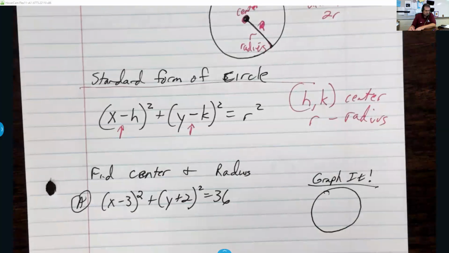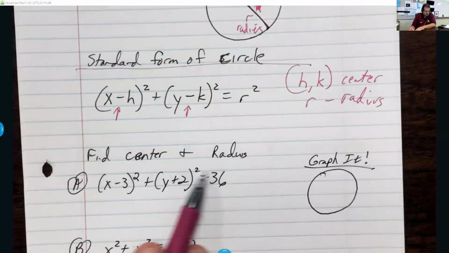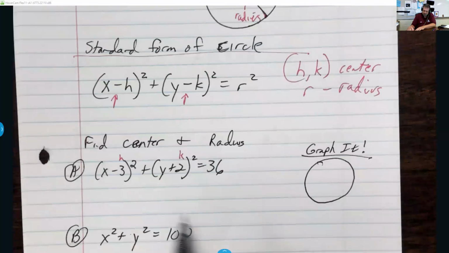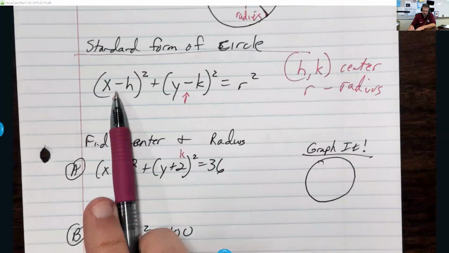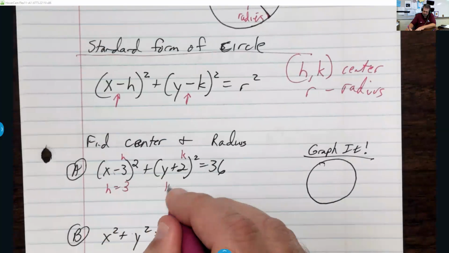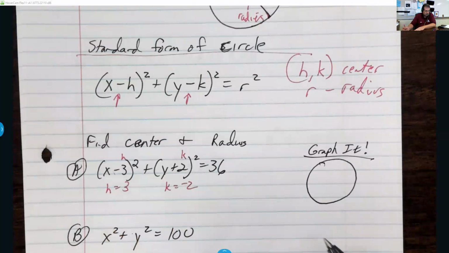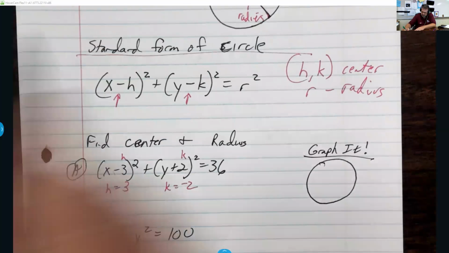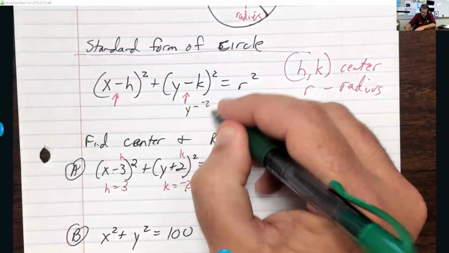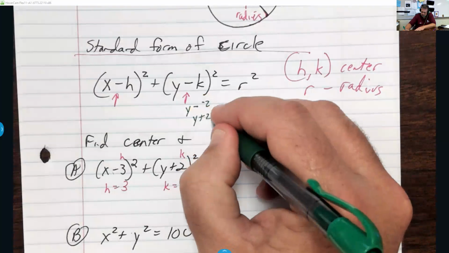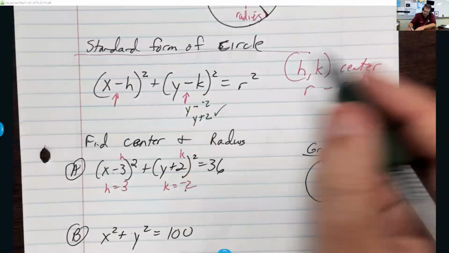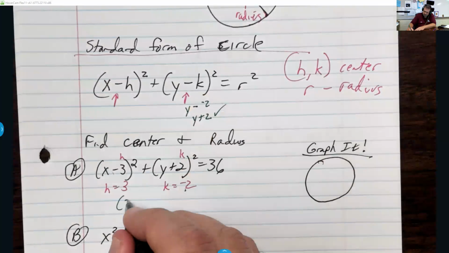So if you look here, this says find the center and the radius. The center is H and K, so here's H and here's K. Now because we're following the rule, the H value is going to be positive 3, the K value is going to be negative 2. And the way you know this is if you take this negative 2 and plug it in up here, y minus a negative 2, wouldn't that give you y plus 2? And that's why I need it to be a negative 2. So the center is at 3, negative 2.